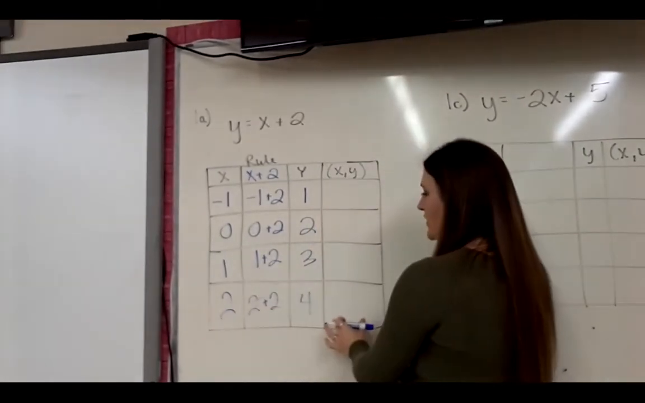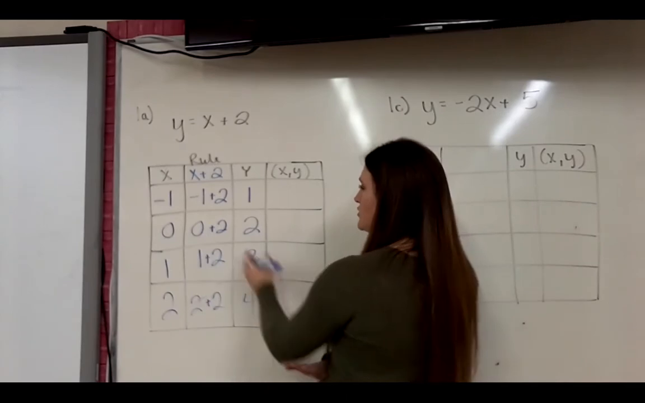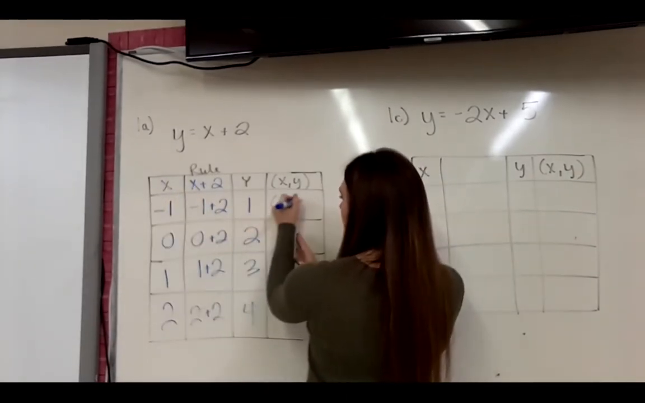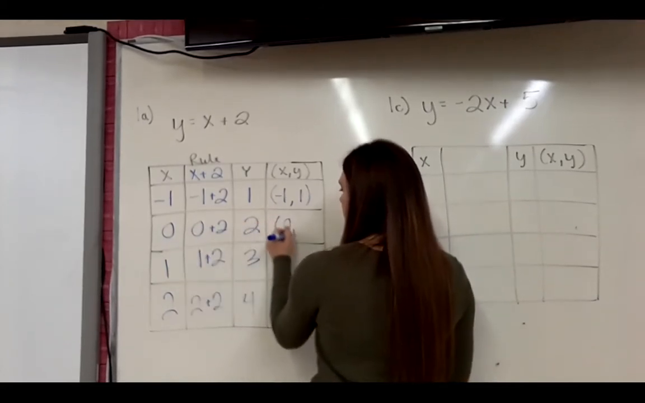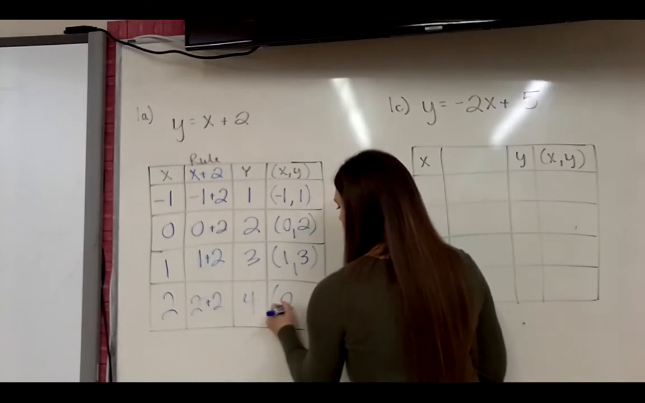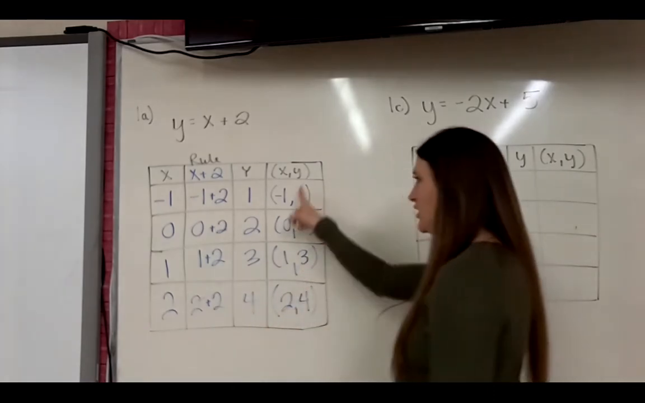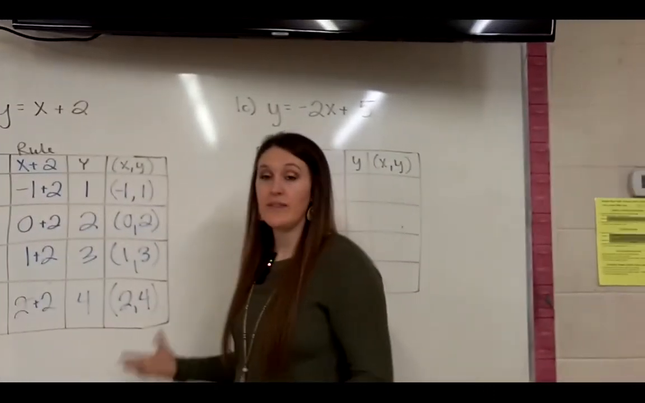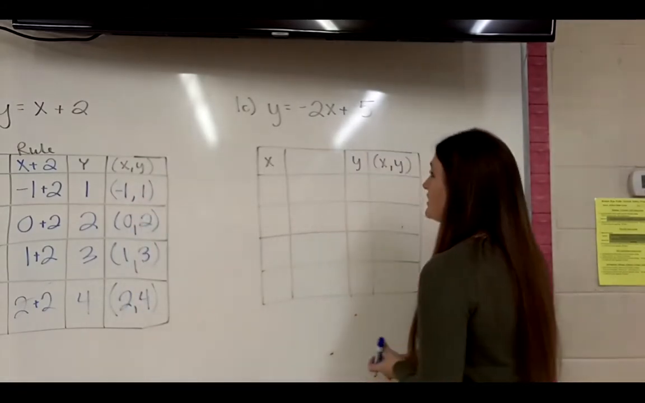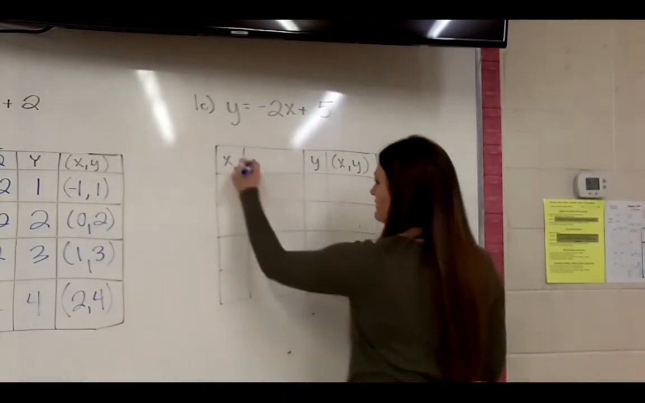So then I just went ahead and made another row, column 2, just put my coordinate. Rewrite your x and y. When x was -1, y was 1. When x was 0, y was 2. When x was 1, y was 3. And when x was 2, y was 4. There is your 4 solutions. Okay, that's all it's asking. Find 4 coordinates. So then on 1C, we have y equals -2x plus 5.